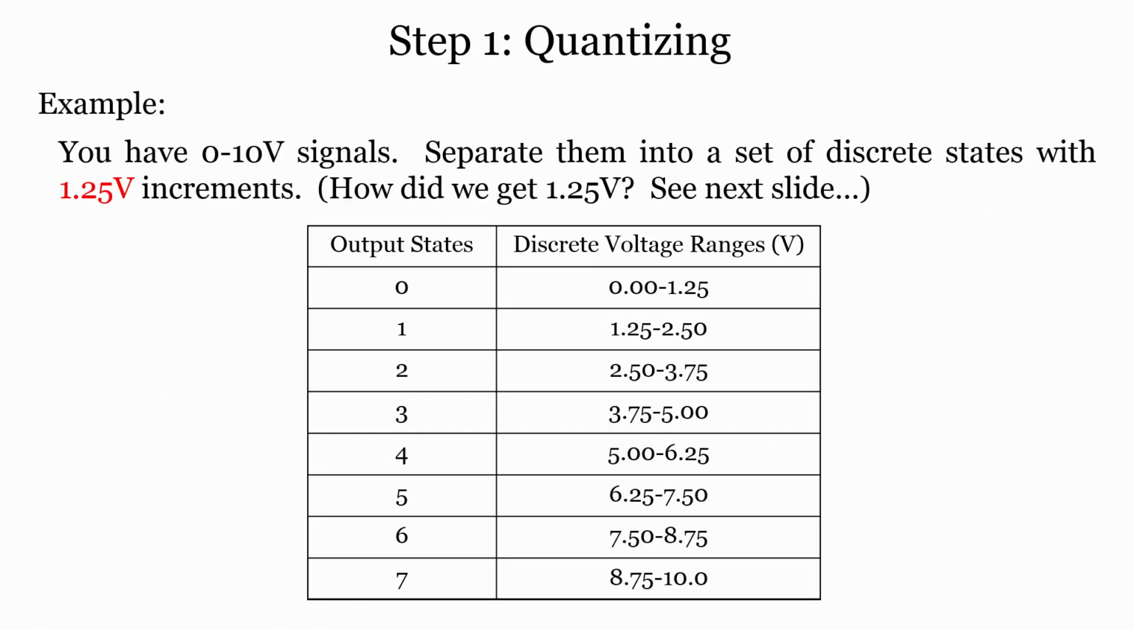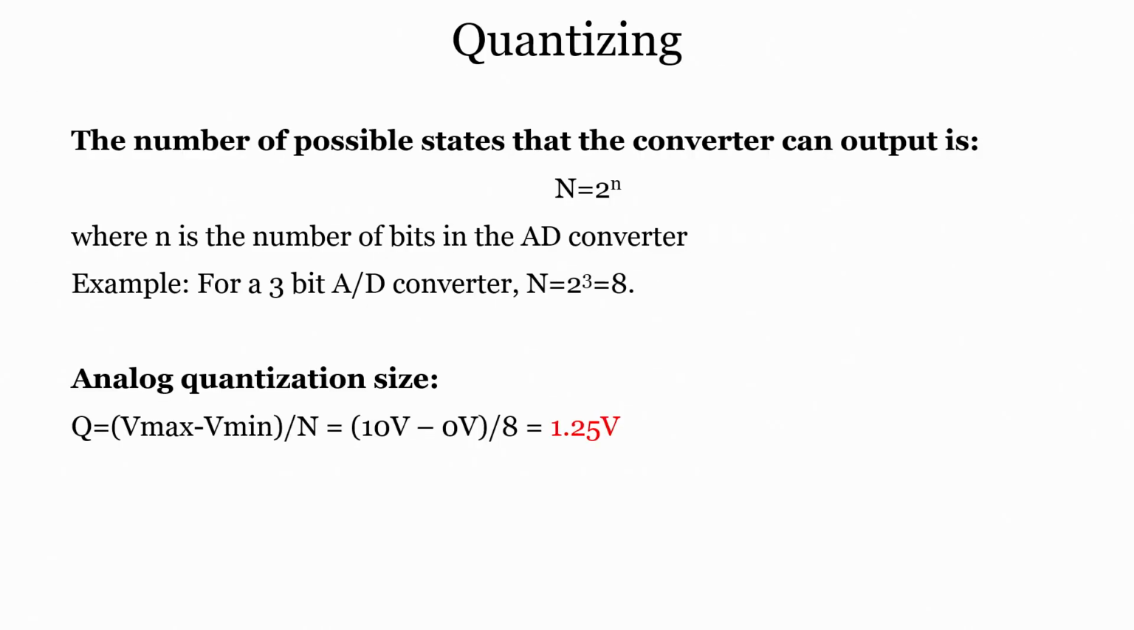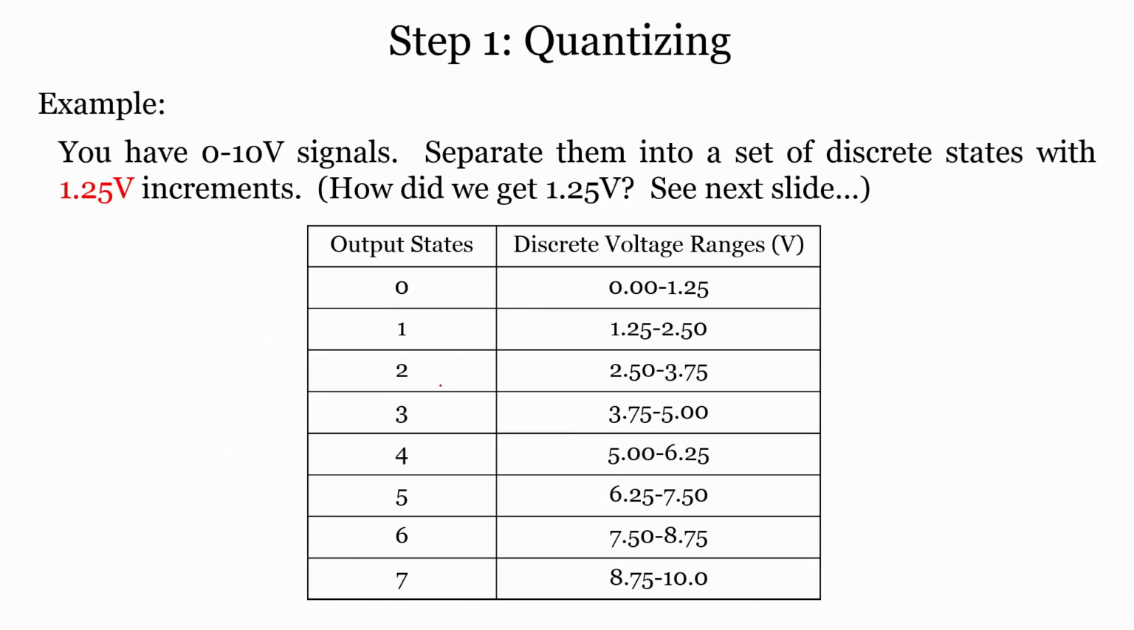Now, what is our thing? We have said that if we use a 3 bit ADC, then it is 2 raised to 3, which is 8. So, the analog quantization size would be (V max minus V min) by N. What is V max? V max is our 10 volts. What is V min? V min is your 0.